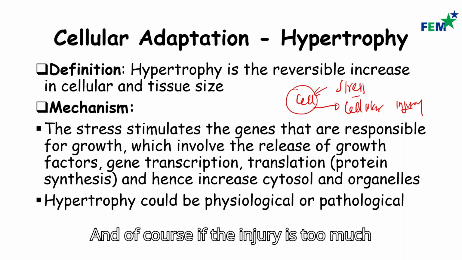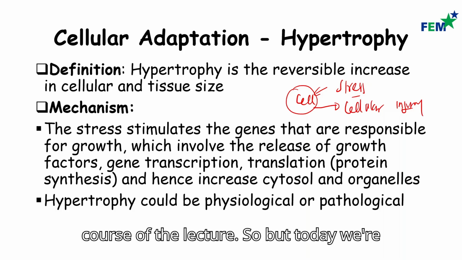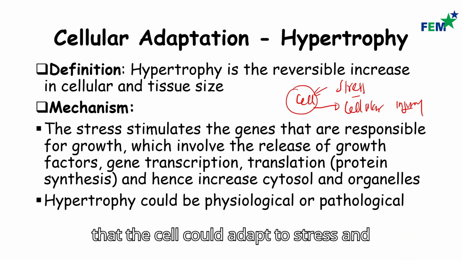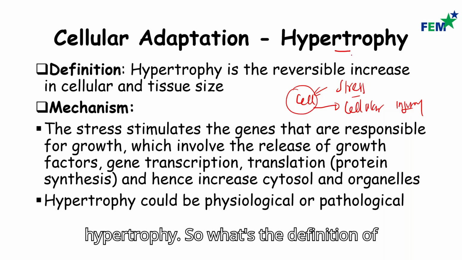And of course, if the injury is too much, then that could lead to cellular death, which we're going to cover later in the course of the lecture. But today we're going to be talking about one of the ways that the cell could adapt to stress, and the first one is going to be hypertrophy. So, what's the definition of hypertrophy?